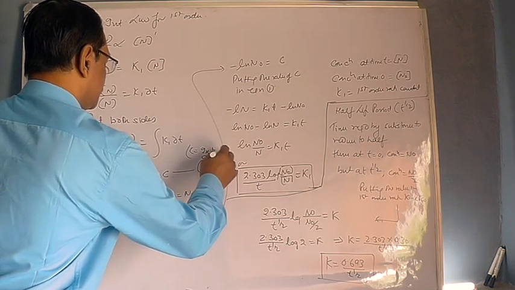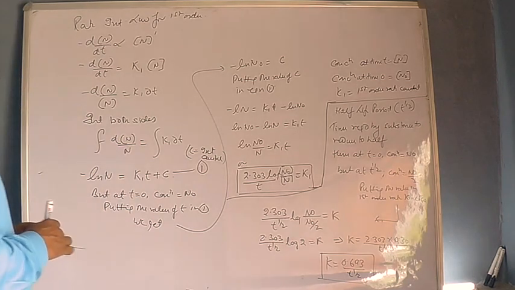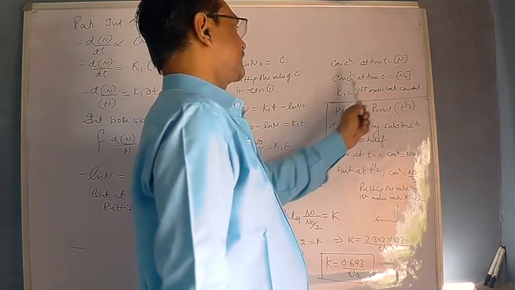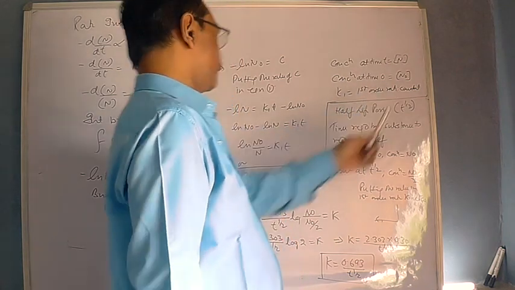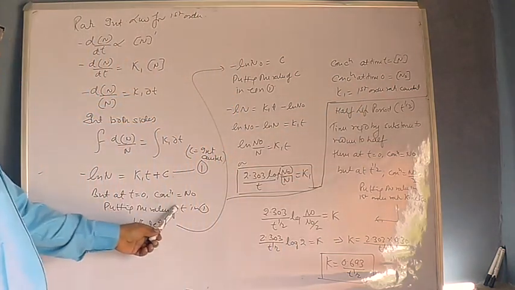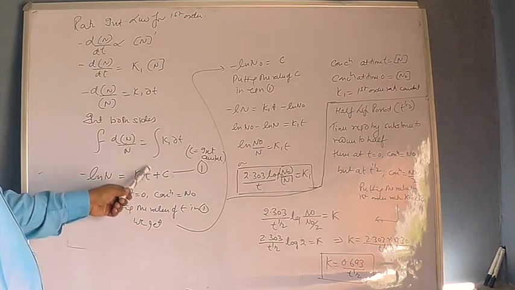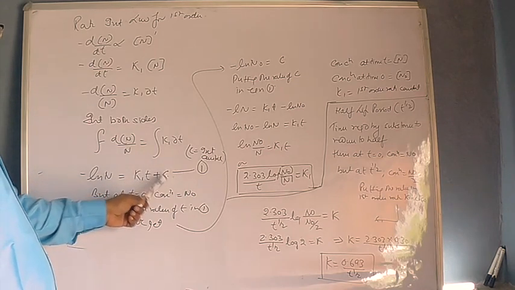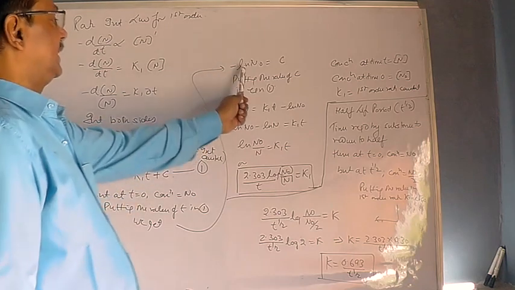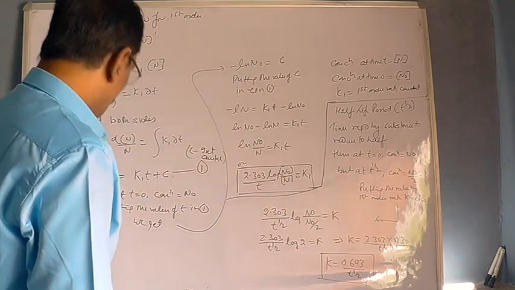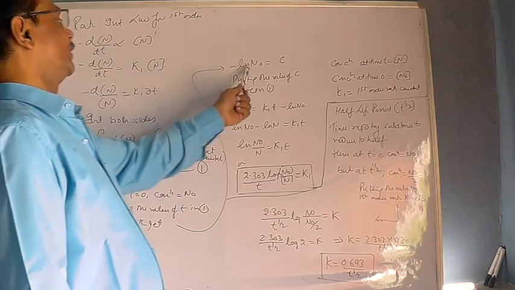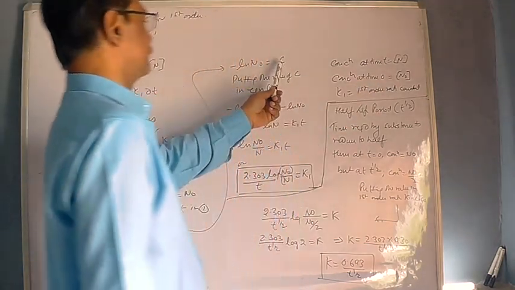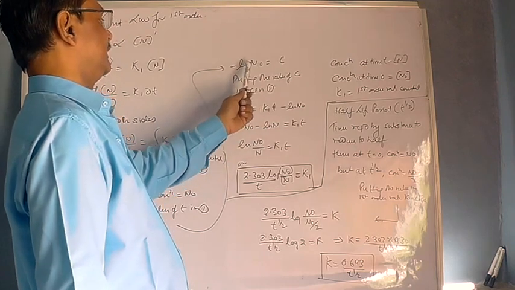And at t equals 0, class, remember the concentration at time t was n, and the concentration at time 0 was n0. So if I put t equals 0 here, this entire term becomes 0 and c will be equal to minus ln n0, not n. Why? Because at t equals 0 the concentration was n0. So we got the value of the integration constant, minus ln n0.